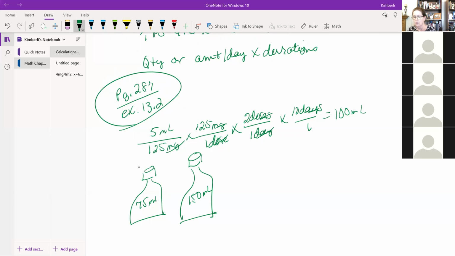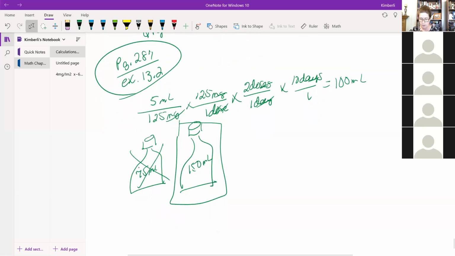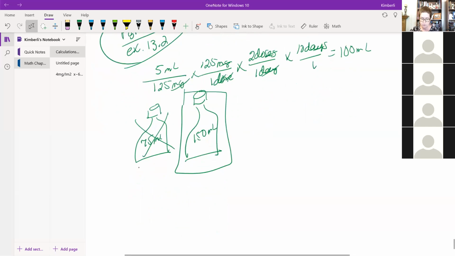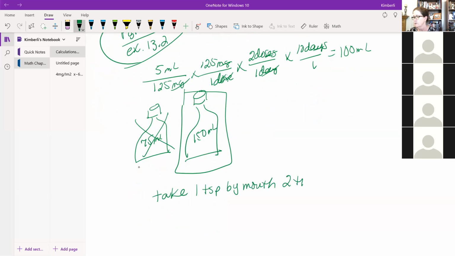The 150 ml? You would give them the whole 150 ml bottle. Now, what are your directions going to say then? If they're taking 125 milligrams twice a day, 125 milligrams is 5 mLs. Your directions are going to say take 1 teaspoonful by mouth twice a day or 2 times a day for 10 days.